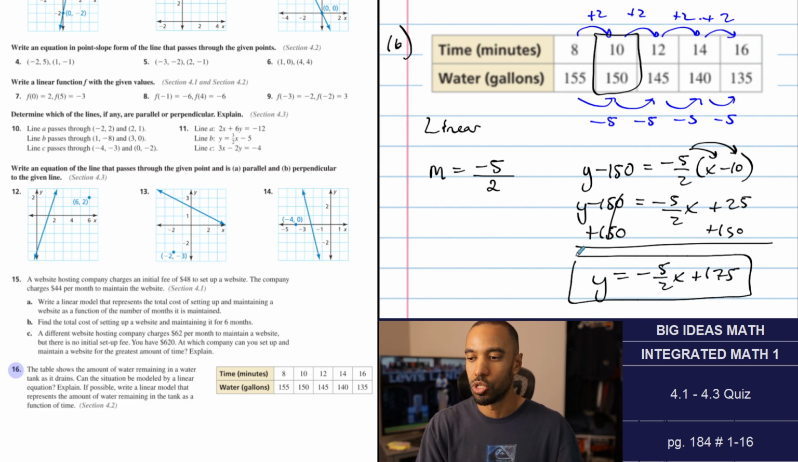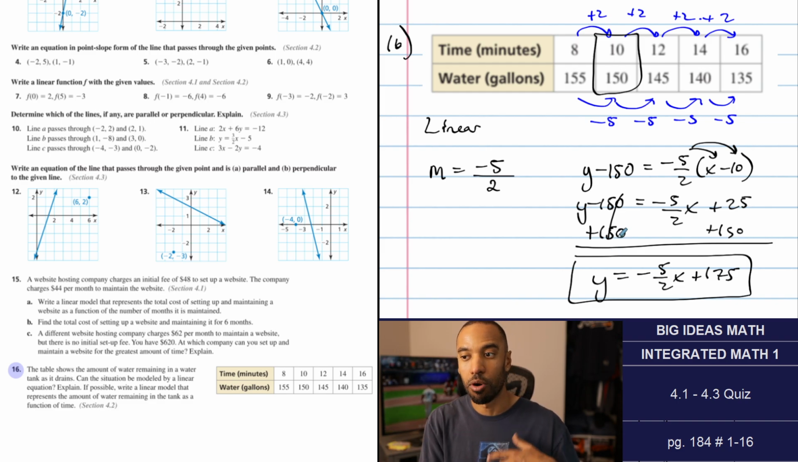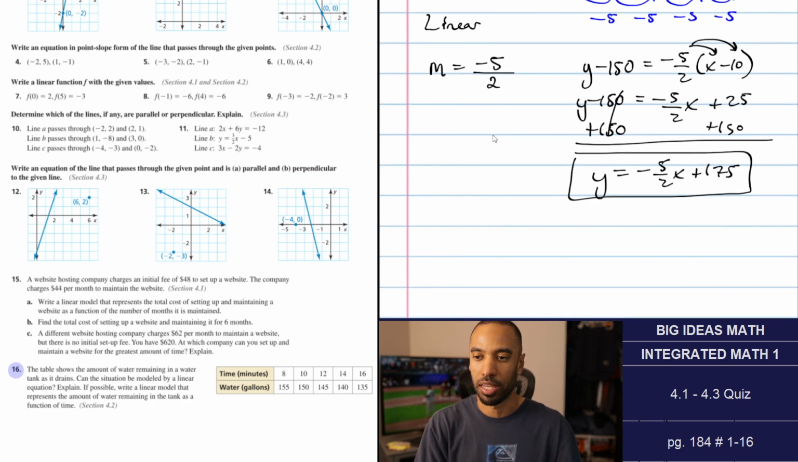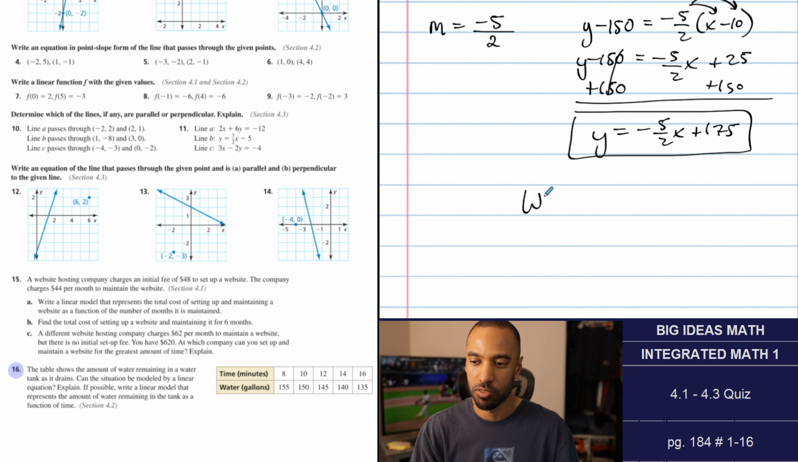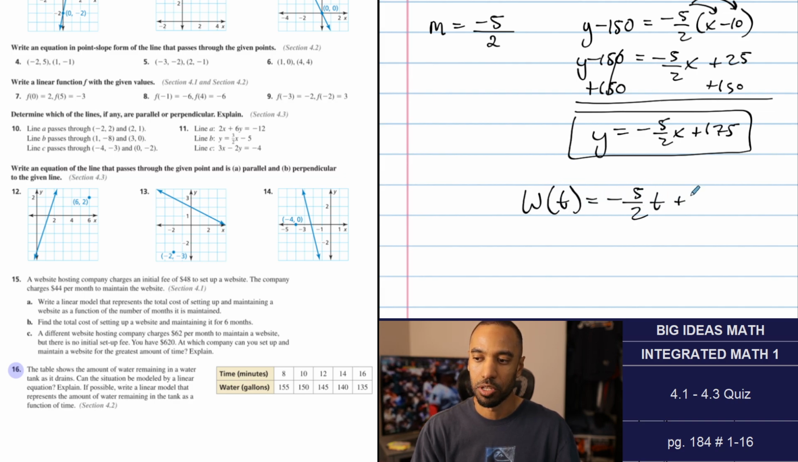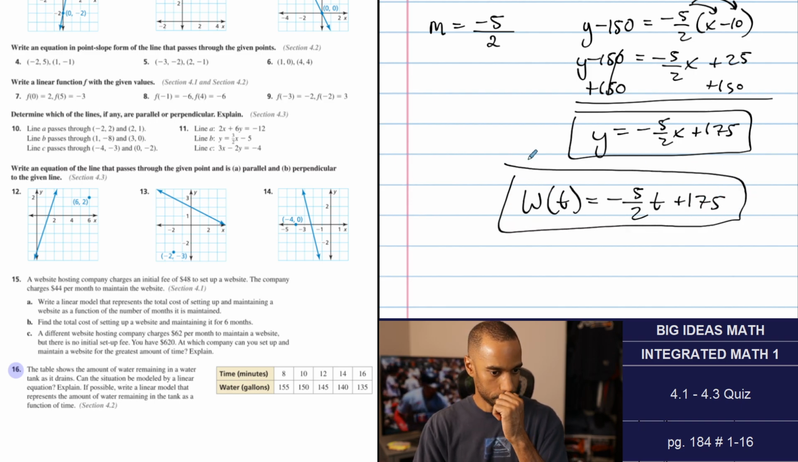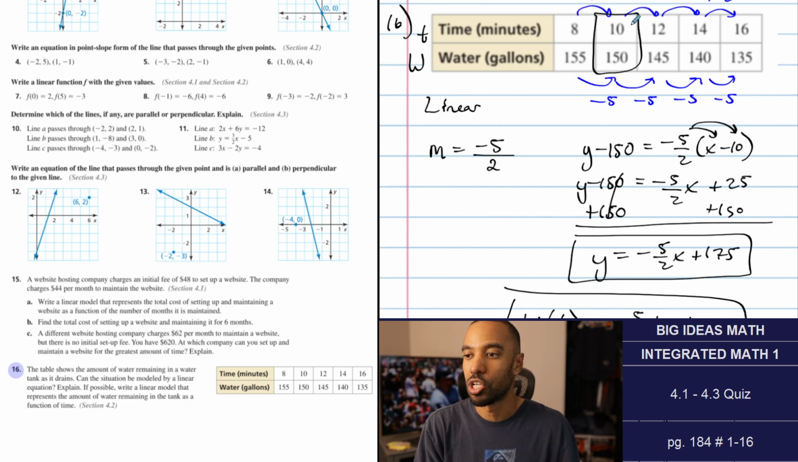You can also, of course, do this using the slope-intercept form method to get there. And of course, if this was water and this was time, I can do something like function notation. They said water is a function of time. How about w of t equals negative 5 halves t plus 175? That one looks pretty good. Do they want us to do anything with it? Doesn't look like it.